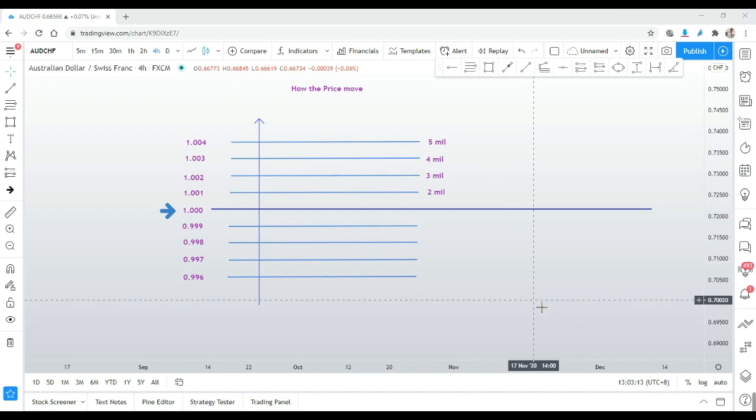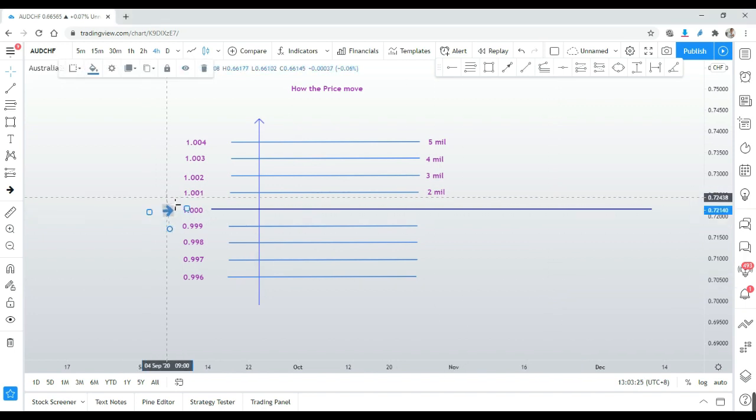So today I'm going to make a video about how the price moves using the supply and demand concept. It's actually very easy to understand. But let's start. All right.